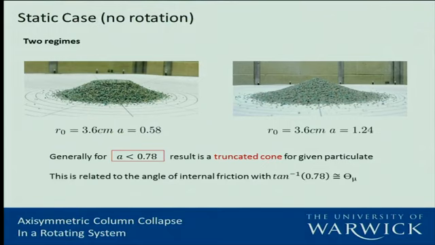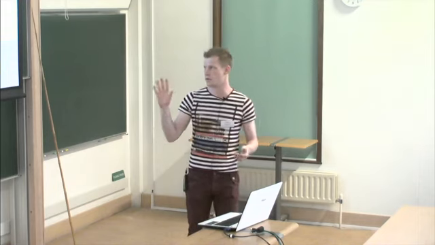Discussing what happens in this static case, we have two different regimes dependent on the aspect ratio, and also a little bit dependent on the particulate which you're using. In the first case, when the aspect ratio is less than 0.78, we have crumbling at the periphery, but we're left with a truncated cone shape. But then as we surpass this aspect ratio, we are left with a full conical shape. This figure of 0.78 is related to the angle of internal friction, just by definition, because this is going to be the failure envelope over which subsequent layers will avalanche.